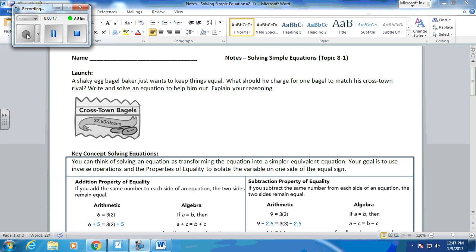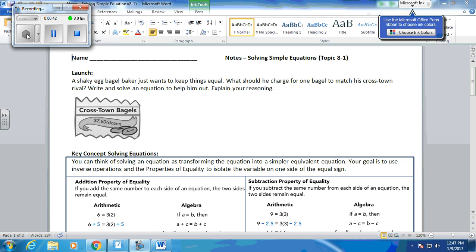First of all, we have the launch here that says a Shaky Egg bagel baker just wants to keep things equal. What should he charge for one bagel to match his crosstown rival? Write and solve an equation to help him out. Explain your reasoning. I know that a lot of you are looking at this problem thinking, I can solve this without an equation, but we need to get into the habit of writing equations.